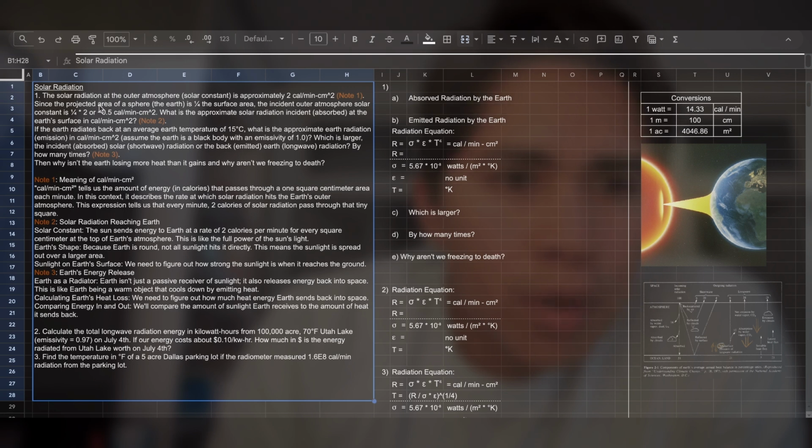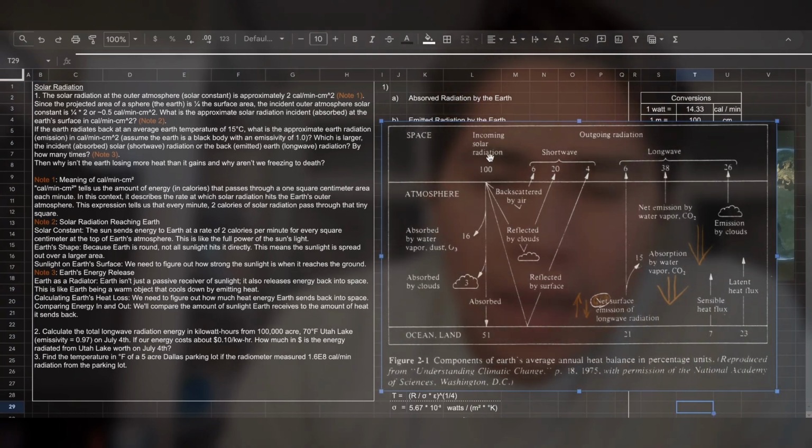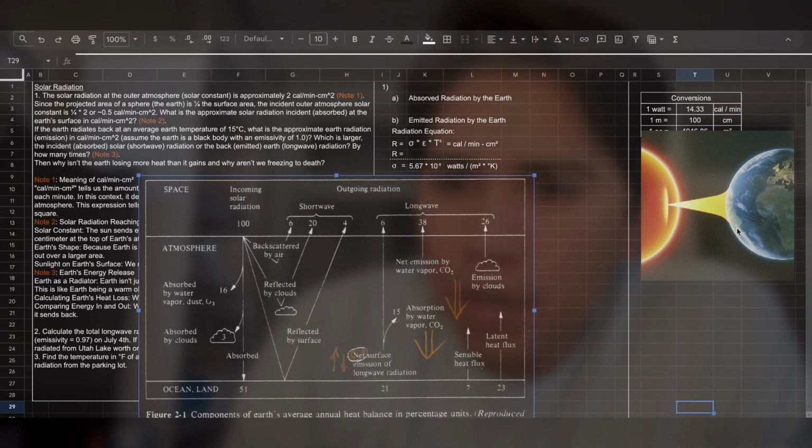Since the projected area of a sphere, the Earth, is 1/4 the surface area, the incident outer atmosphere's solar constant is 1/4 times 2, or about 0.5 calories per minute centimeter squared. What is the approximate solar radiation incident, absorbed radiation, at the Earth's surface in calories per minute square centimeter? So if that's the solar radiation that hits outside of the Earth, it's asking us what's the solar radiation at the surface of the Earth, like where we live.